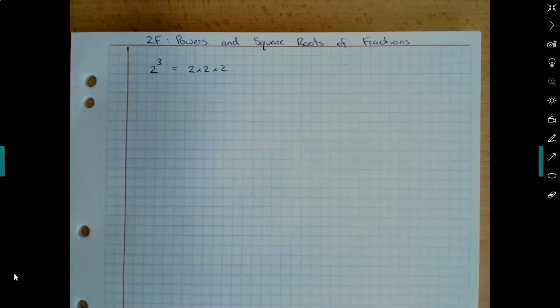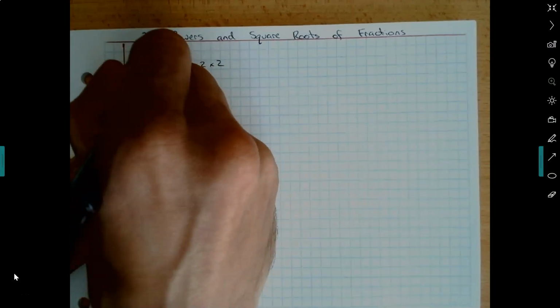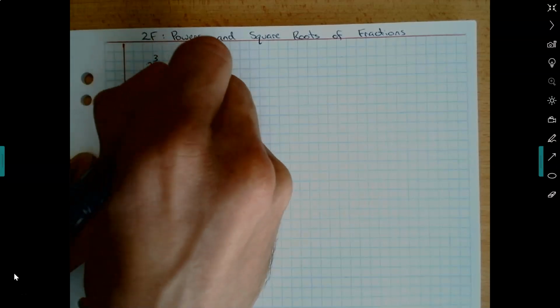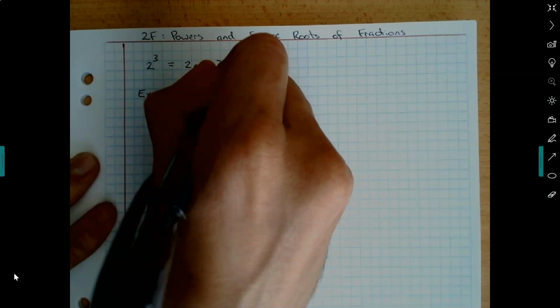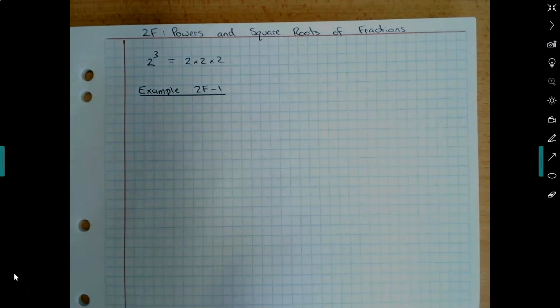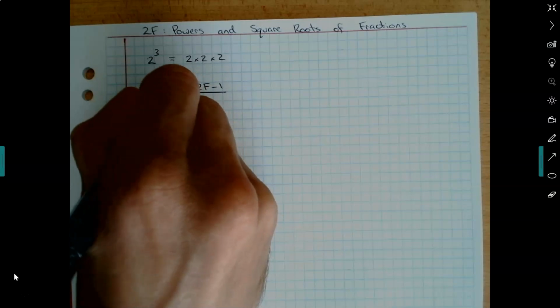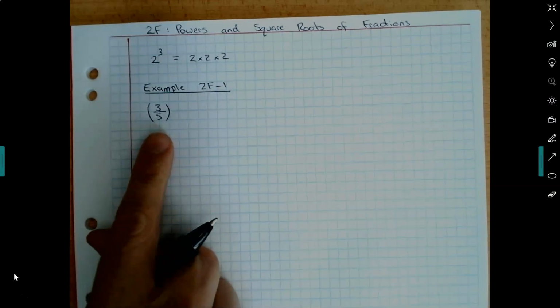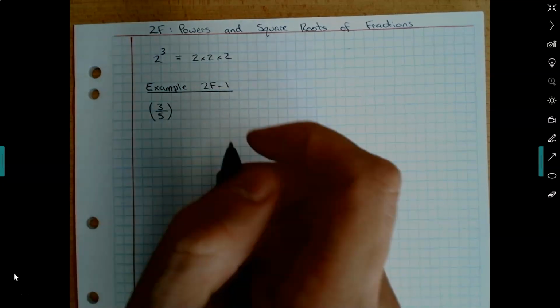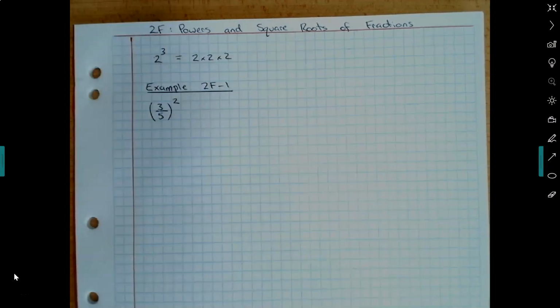Now, it's no different with fractions, but there are some tricks or strategies that we can use to help us square fractions. So our first example, I want you to write this one. Example 2F1. We're going to determine what? (3 over 5) to the power of 2. The brackets that I've drawn are very important, so make sure that you draw the brackets.